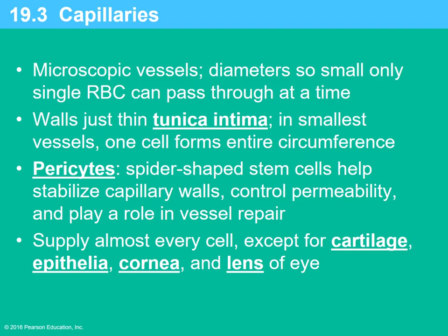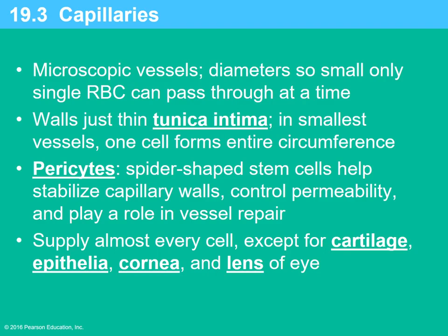Your capillaries are the smallest of the blood vessels. The diameter is small enough that it allows only one red blood cell to pass through at a time. The walls are very thin to allow for the nutrient and gas exchange to occur. There are pericytes. These are spider-shaped stem cells that help to stabilize the capillary walls because they're only about one cell in thickness.